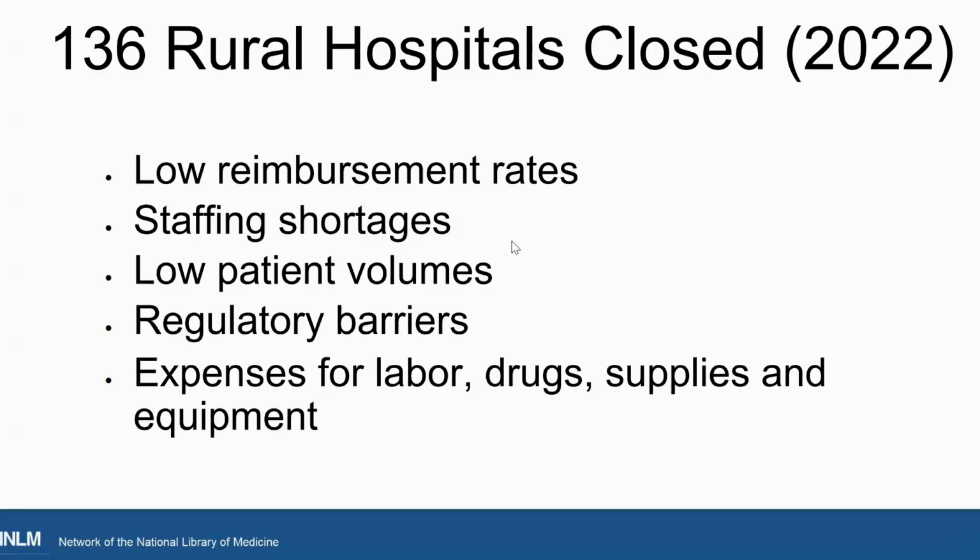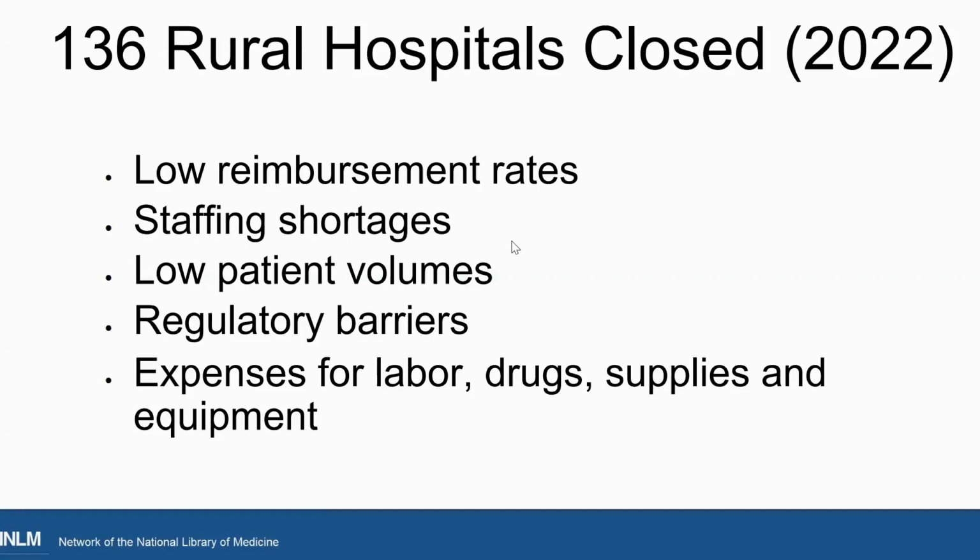According to an American Hospital Association report from September 2022: low reimbursement rates, staffing shortages, low patient volumes, regulatory barriers, and expenses for labor, drugs, supplies, and equipment. And so the Center for Medicare and Medicaid Services is attempting to address this trend with the new designation of rural emergency hospital, which actually became effective about 3 years ago, January 2023.